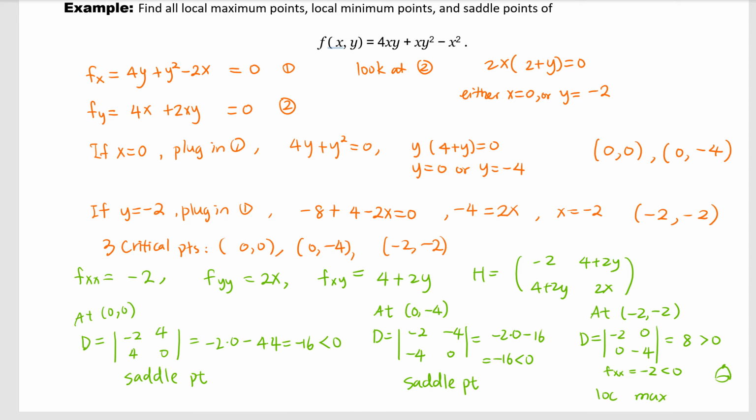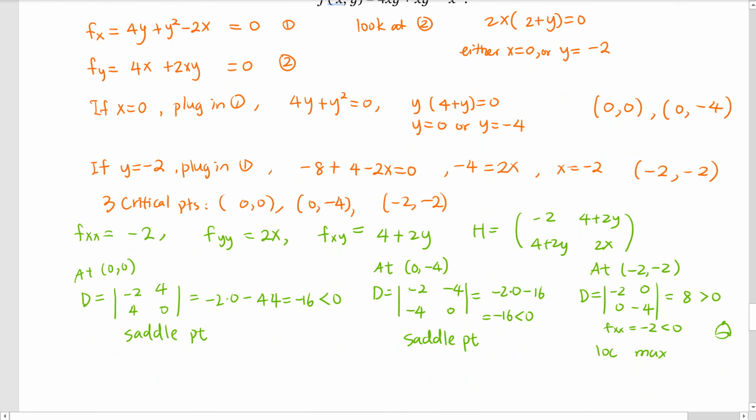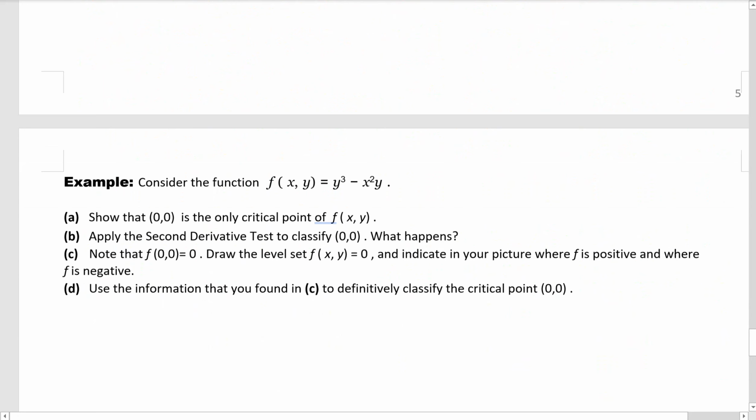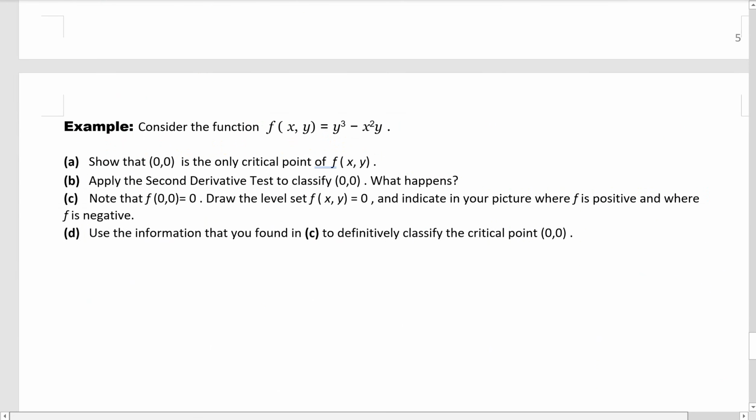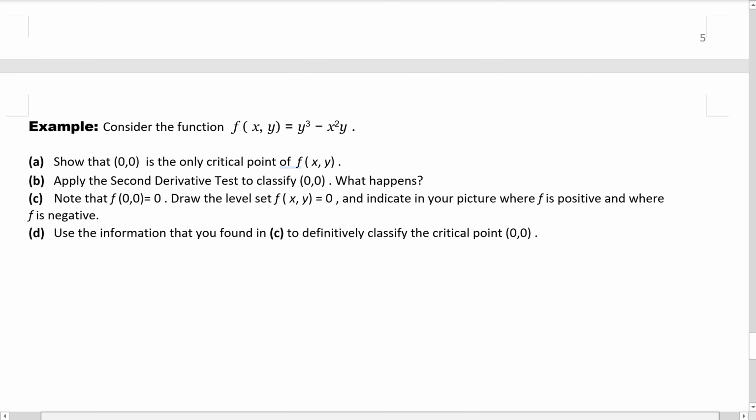After you solve and find the critical points, you calculate the second partial derivatives, and then at each point you compute D. D is the determinant of the Hessian matrix. Depending on the rules, whether D is positive or negative, and whether fxx is positive or negative, you know whether it's a saddle point, local max, or local min. You have a lot of examples on your homework that you can practice.